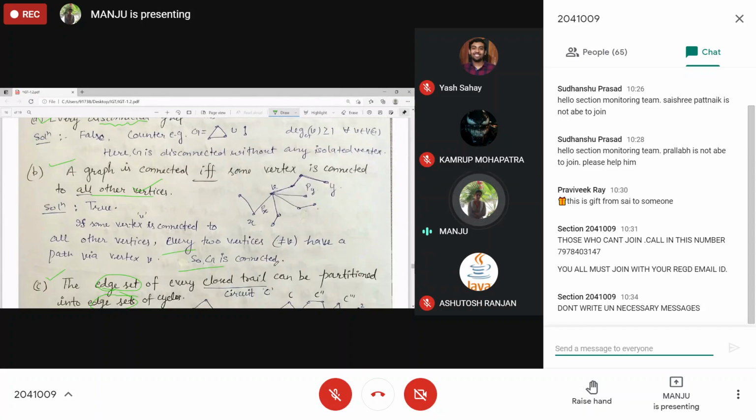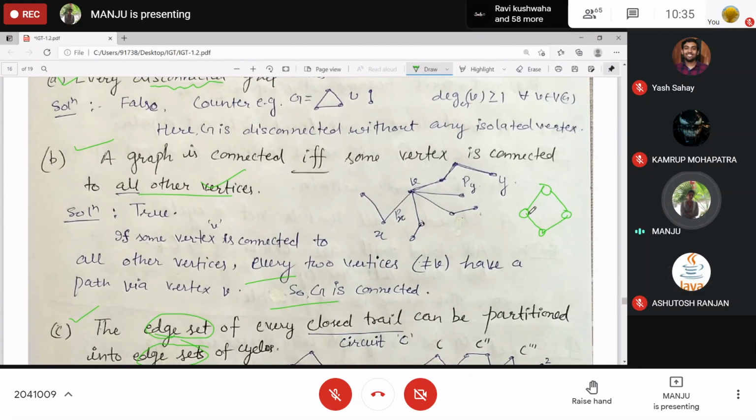See, circuit means what? Closed trail. Closed trail means no repetition of edges, right? Yes, ma'am. So if there is no repetition of edges, then either it will look like a cycle or it will be a cycle meeting at some points, right? This is the cycle circuit.